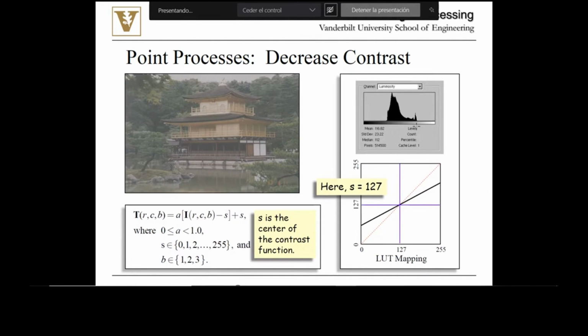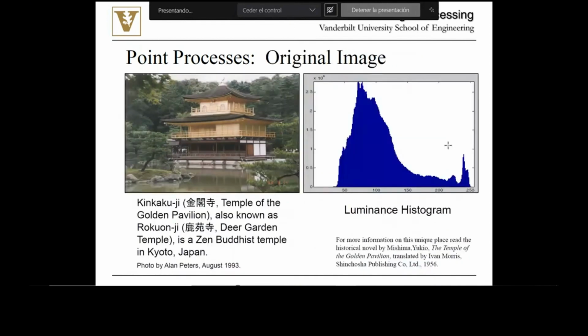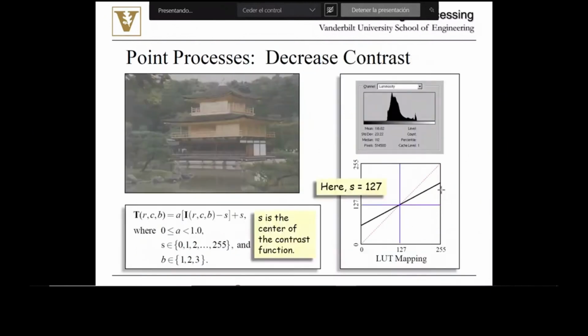So now we have decreased the distance between minimum and maximum in this image. You can see this is the minimum, this is the maximum. You can compare to the minimum and maximum of the original image, and you see that the range is much smaller. This much smaller range is what is called the contrast. So the contrast is the difference between maximum and minimum.